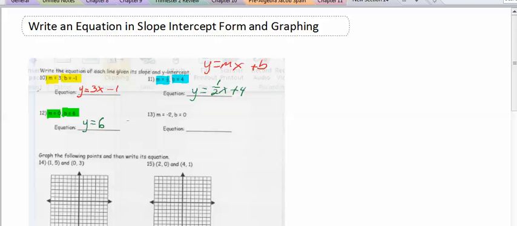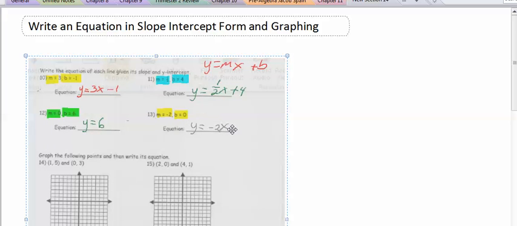Okay, the last one, writing an equation, they gave us a slope of -2, and they gave us the y-intercept of 0. So we got y is equal to, my m is -2x, and again, plus 0, but we don't very often write plus 0, so I'll take that plus 0 away, and that is the equation of a line with the y-intercept of 0.